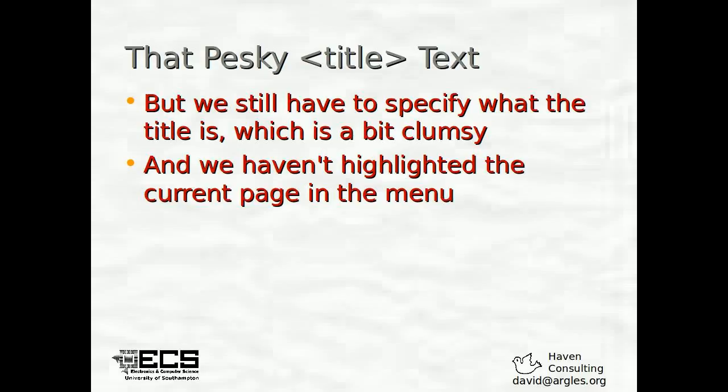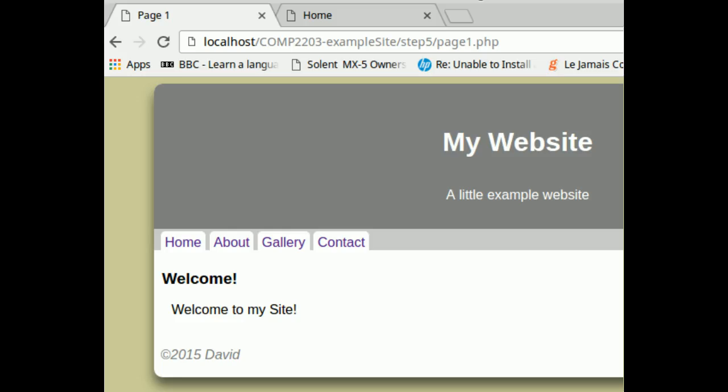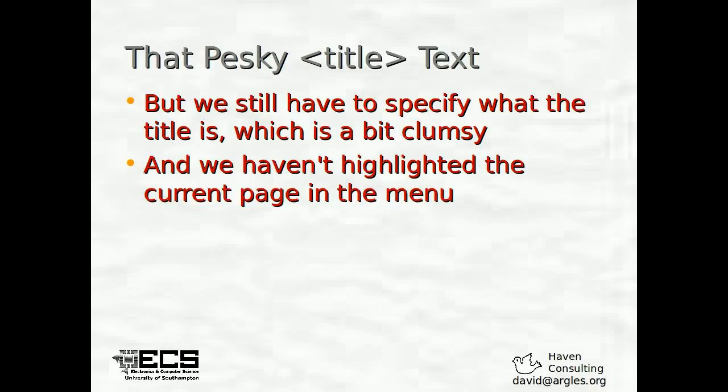But we still have that pesky title text in our head section of our page. We have to specify what the title is on each page, which is a little bit clumsy. It feels a bit like doing the same thing twice. We have to give the page a name, and then we have to give that name within the title in some way or other. And we also haven't highlighted the current page in our menu display on our browser. So it would be good to do both of those. Can we do it easily?